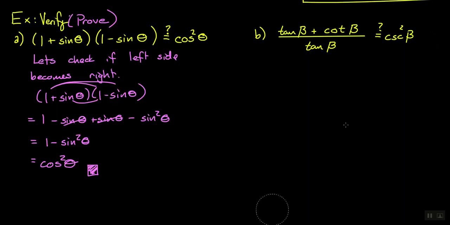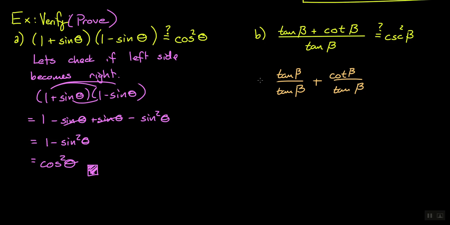Is awesome. Here we go. I want to split this fraction. Can I write the left side of this expression as a sum of two fractions? It'd be tan beta over tan beta plus, what's my next part? Cotangent beta over tangent beta.